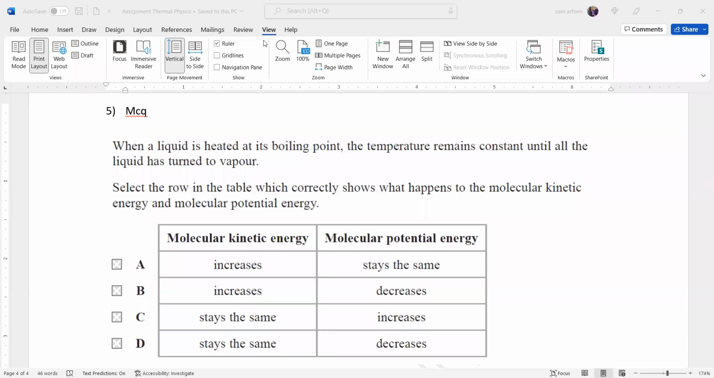For this question, when a liquid is heated to its boiling point, when we convert liquid into gas or a solid turns into a liquid, there's no change in temperature. The temperature remains constant, and we know temperature and kinetic energy are directly proportional. So what will happen to the average kinetic energy? The average kinetic energy does not change.